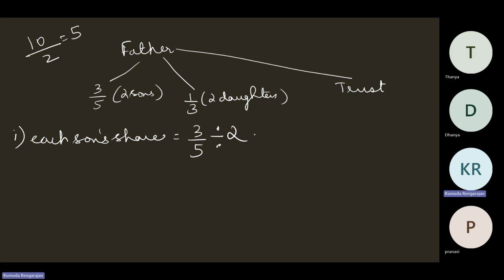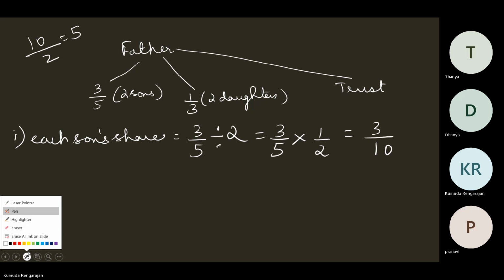For the two sons, the share is 3 by 5. How will they share? They'll divide by 2. So that means 3 by 5, division becomes multiplication, and 2 by 1 becomes 1 by 2. So each son's share is 3 by 10. 3 by 10 is each son's share.